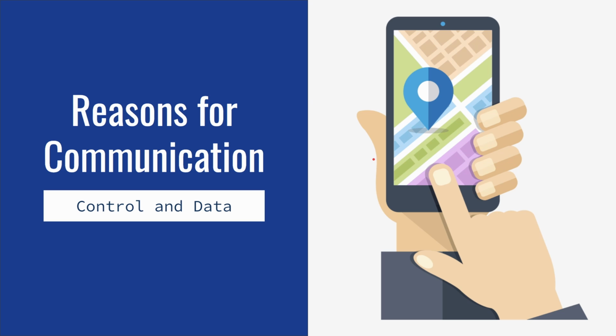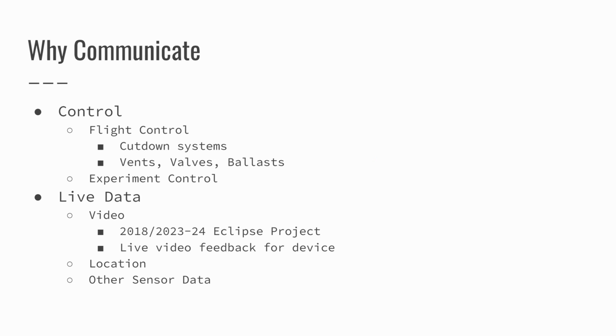So why do we want to communicate? There's two reasons. One of them is we want to be able to control our balloon, really we want to control the flight. That's usually the primary focus. You want to maintain control of the balloon. So this can be flight termination, your vents, valves, ballast, stuff that you control your altitude with. And then also maybe experiment control, like let's say you wanted to take a sample at a certain altitude or something. So you could open the capsule and then close it again using control through communication.